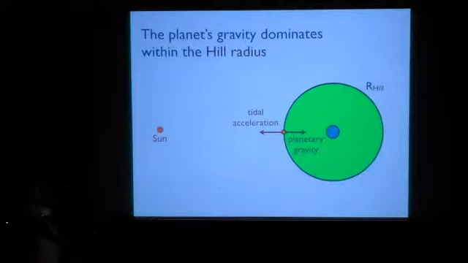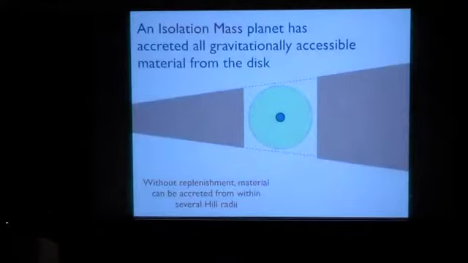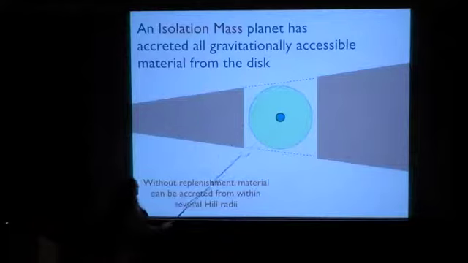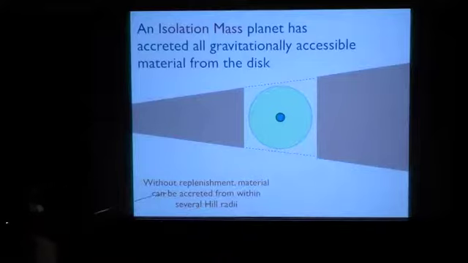Within the Hill radius, you can have a moon that orbits stably around your planet. And within the Hill radius, in principle, if you're sitting in one of those disks, you can accrete all of that material that's orbiting with you around the star. And one of the main concepts that is employed in understanding that original solar system architecture is known as the isolation mass. This is the mass that you get to when you've accreted all of the material within your Hill radius, or really a few Hill radii, that's available for you to accrete. And if you don't have any way of replenishing that material, then once you've accreted it, you're done.